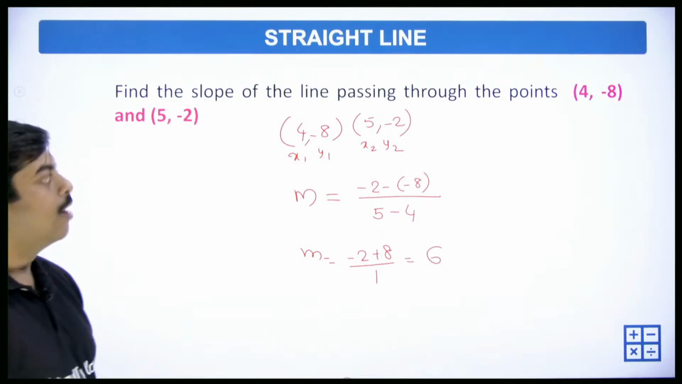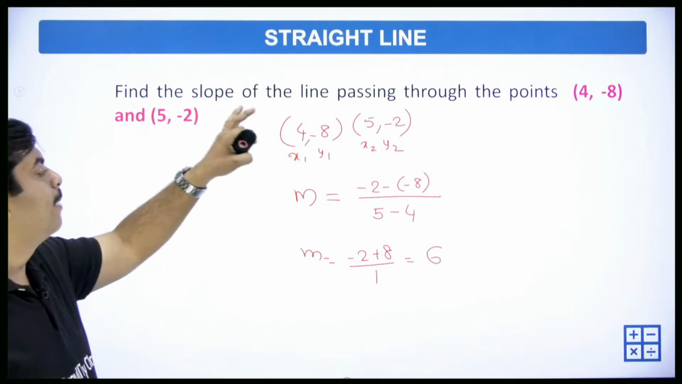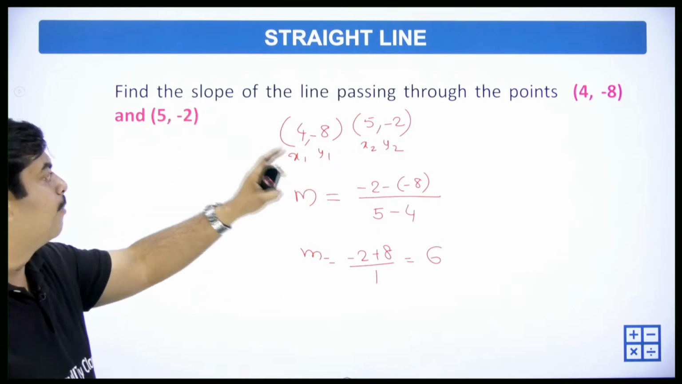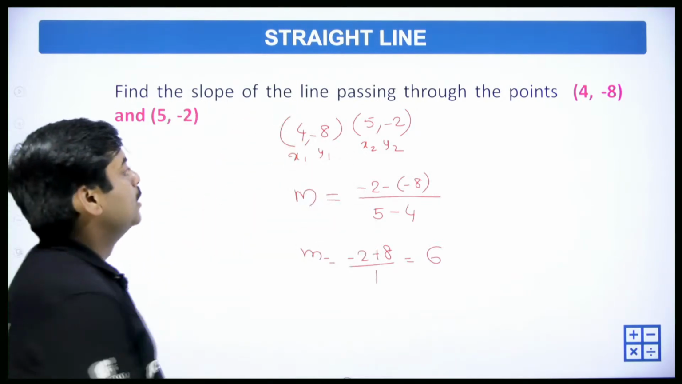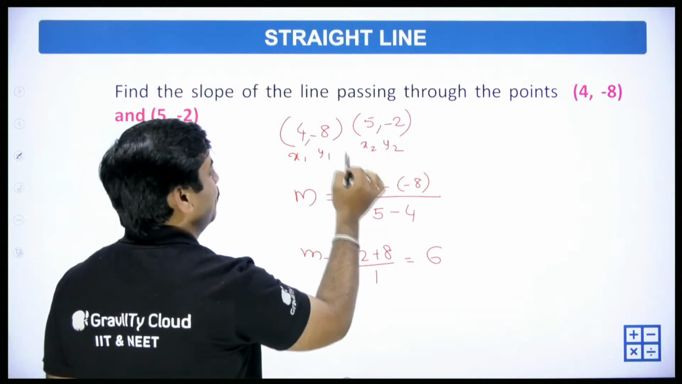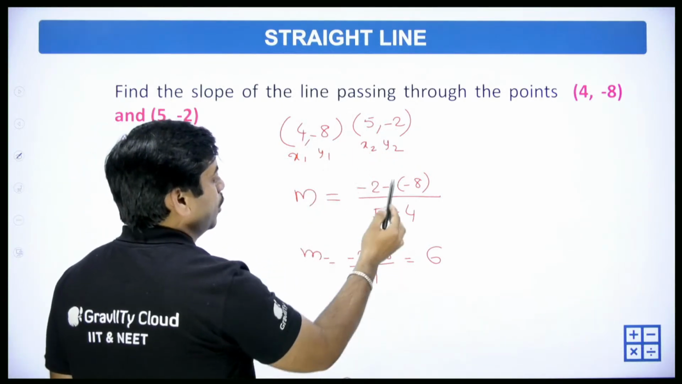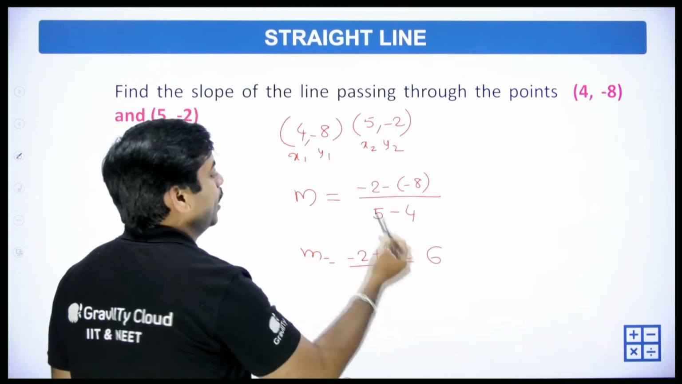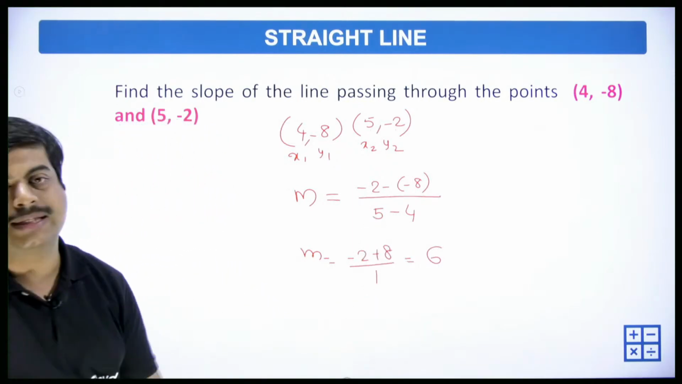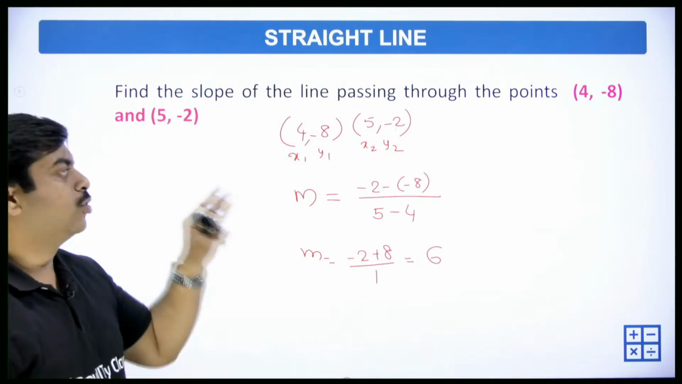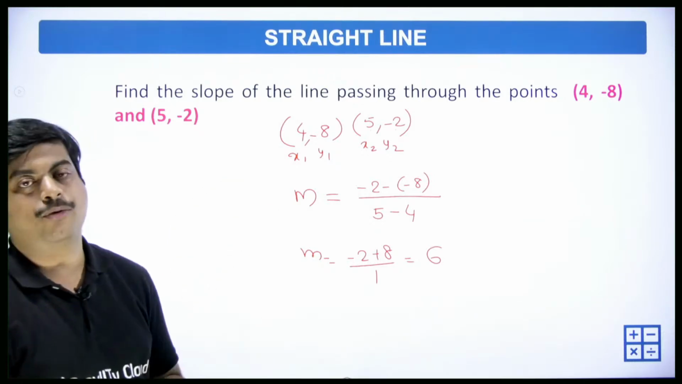6 by 1. Find the slope of the line passing through the points (4, −8) and (5, −2). So (−2 − (−8))/(5 − 4) = (−2 + 8)/1. That will give you 8 minus 2 as 6. That is the slope of the line joining these two given points.